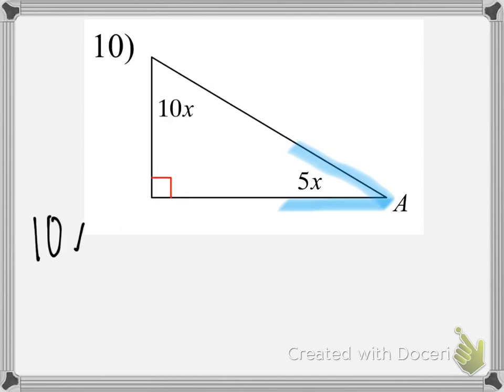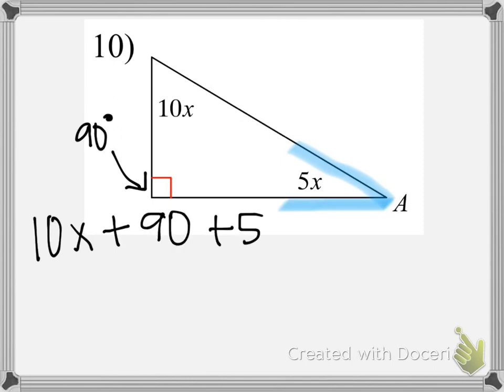So we have the 10x. Remember, this here is a right angle. Okay, so our right angles are always 90 degrees. So we have 10x plus 90 plus 5x, and all three angles always add up to 180 degrees. Okay, combine like terms here. So we have our 10x and our 5x.